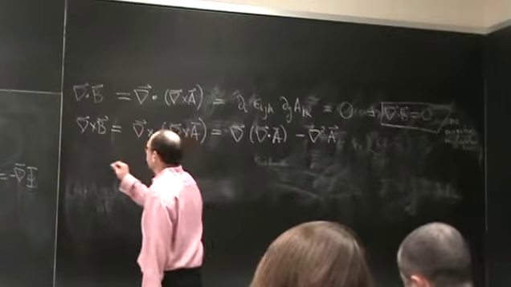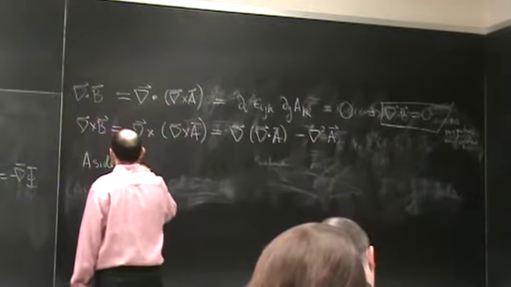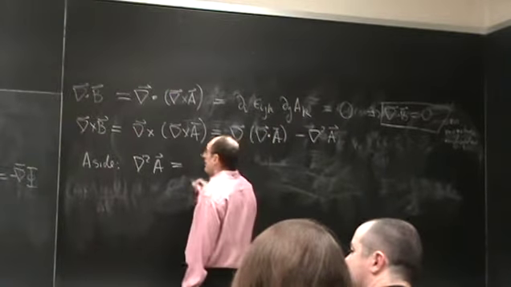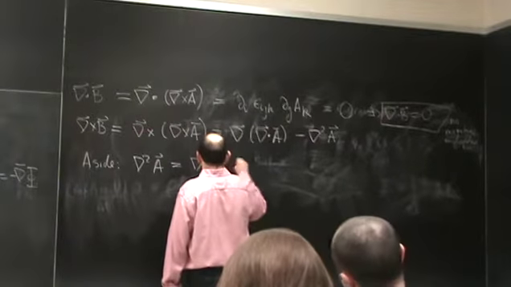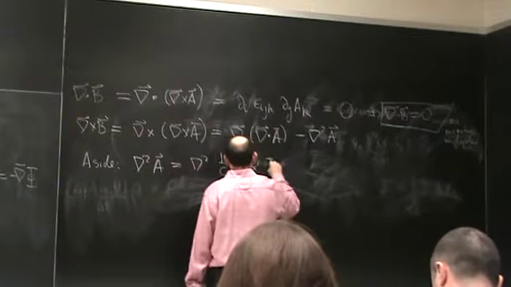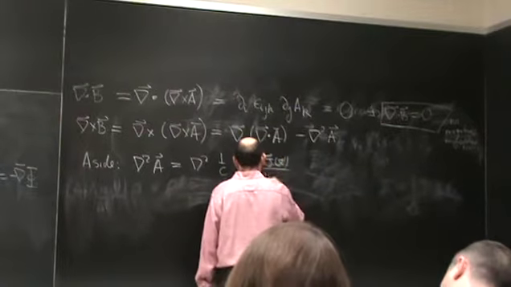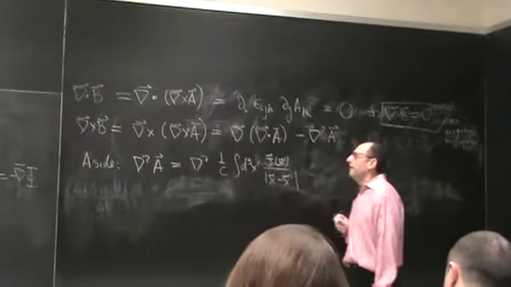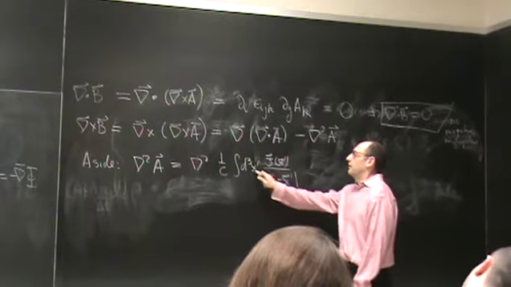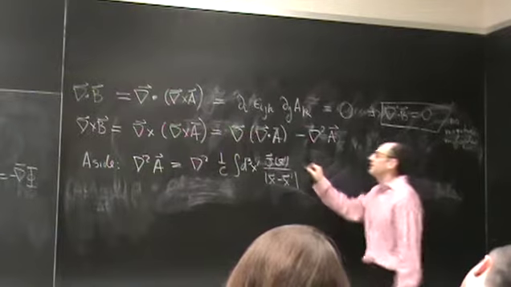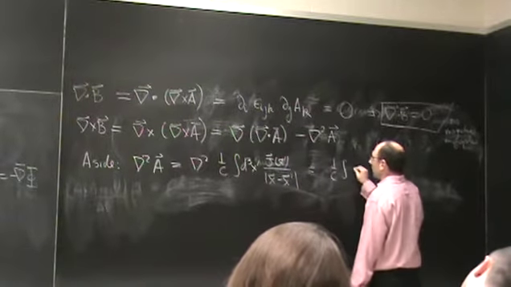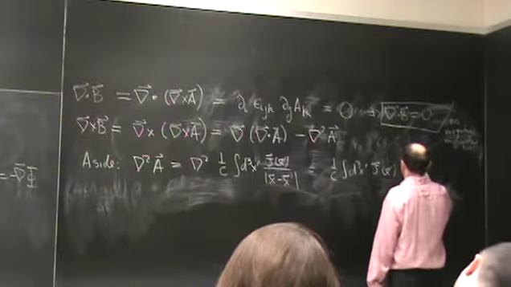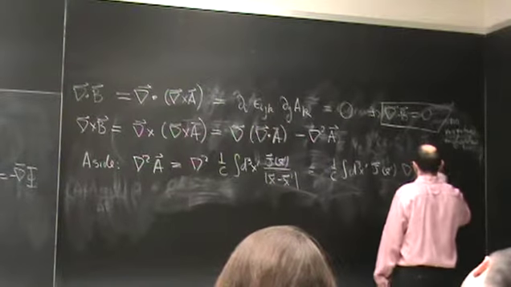Let's do the Laplacian first. The Laplacian of A is equal to the Laplacian of 1 over c, integral d cubed x prime, J of x prime over the distance. The Laplacian is only acting on the point of observation. The points of the source are integrated over the dummy variable. So I can bring this inside the integral and have the Laplacian act only on that.